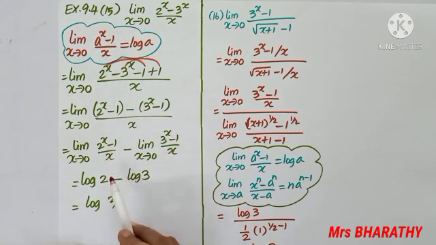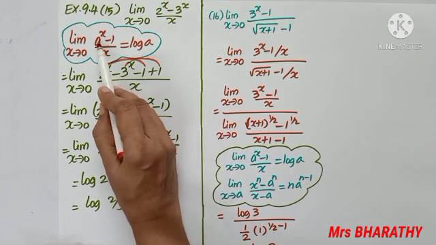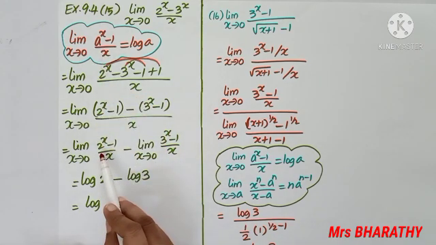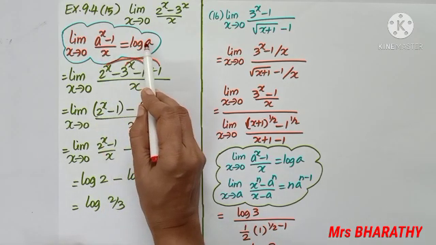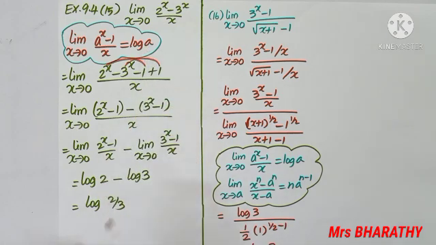Let us apply the formula. Instead of a, we have 2. So it becomes log a, that is log 2. This becomes log 3. Whenever there is minus symbol in logarithm, we write log of 2 divided by 3.